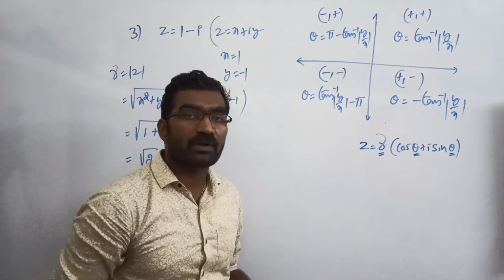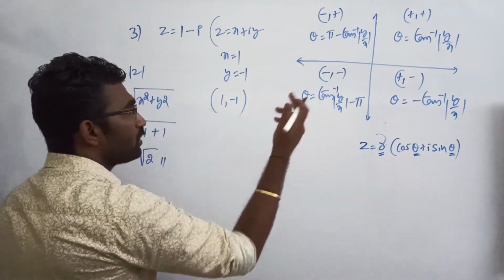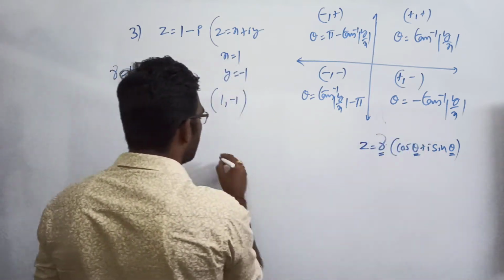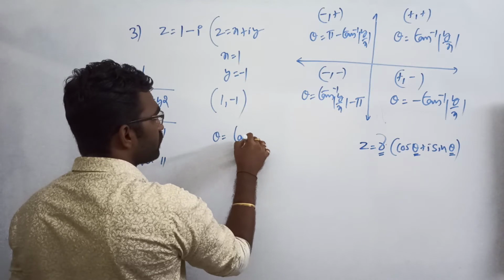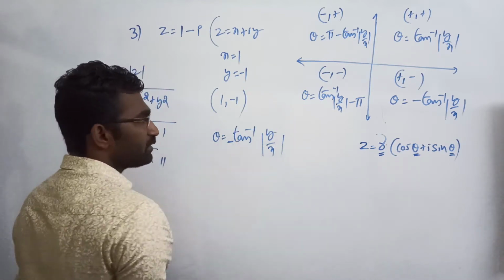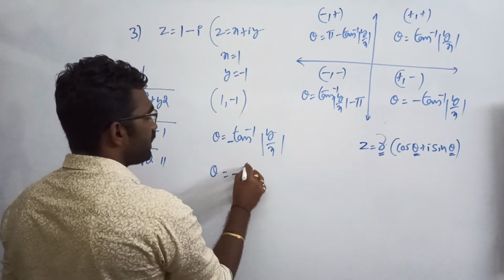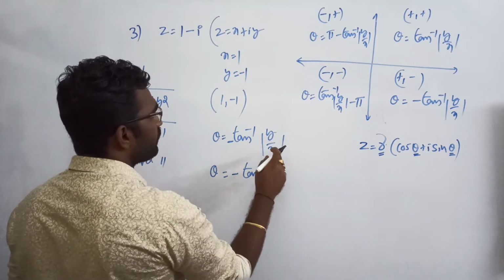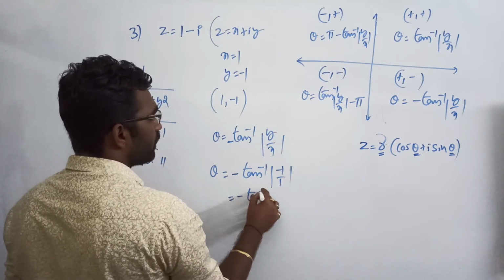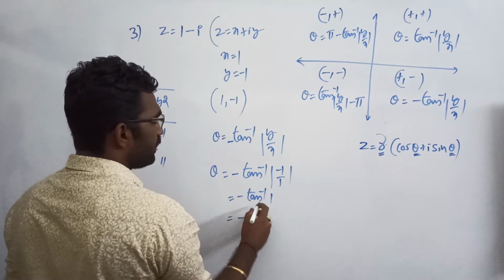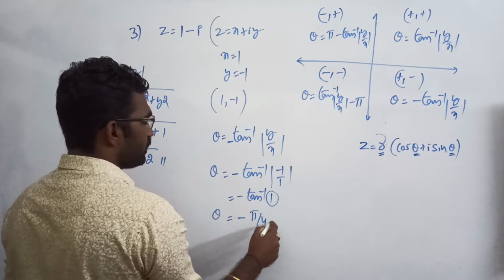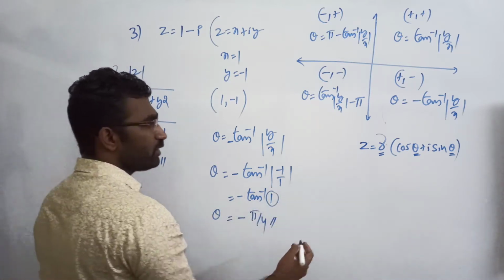Now we are going to find theta, which depends upon the quadrant. Here you can see that plus comma minus lies in the fourth quadrant. Therefore theta can be given by minus tan inverse of mod of y by x. Therefore theta equals minus tan inverse of y by x, that is minus 1 by 1. Under mod, everything becomes positive. Therefore tan inverse of 1, which is pi divided by 4. Therefore theta value is pi by 4.